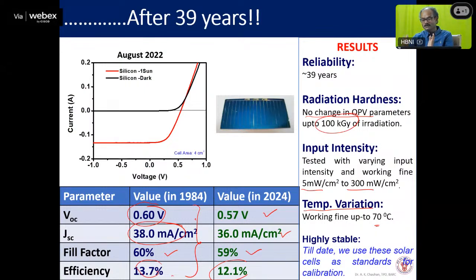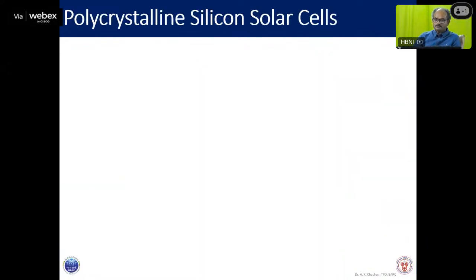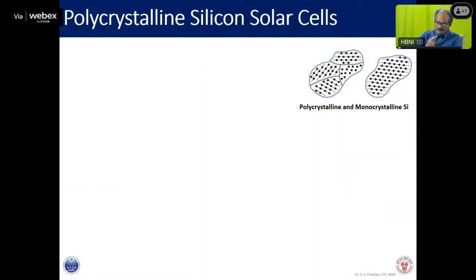So this gives you an idea that these solar cells which we develop have a very long life. The only losses are some contact losses, which can be repaired. You can make better contacts. So if you develop a solar cell, there is no problem that after 2 years or 3 years it will go bad. It is not like that. So that was as far as the single crystalline solar cell is concerned.